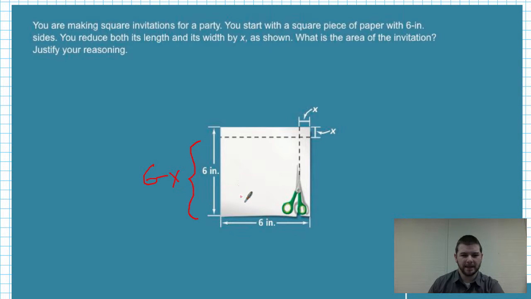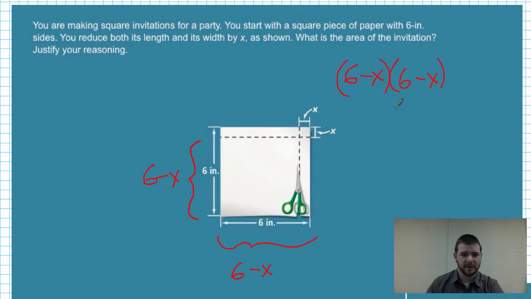inches. Likewise, the new width. It used to be 6 inches. We've removed x inches, so it would also be 6 minus x inches. And so what we need to do to find the new area is to simply multiply these two binomials, 6 minus x times 6 minus x.